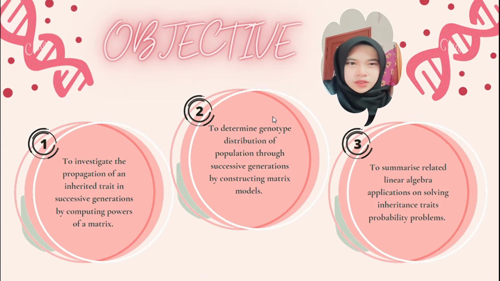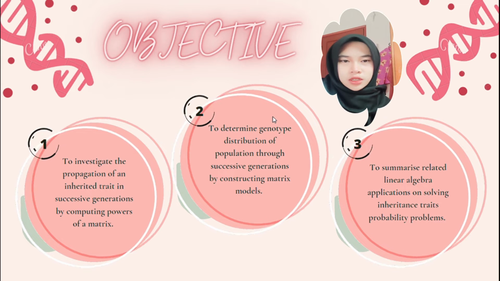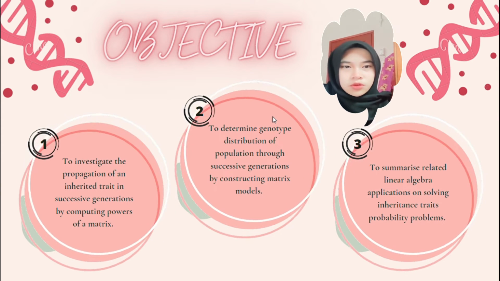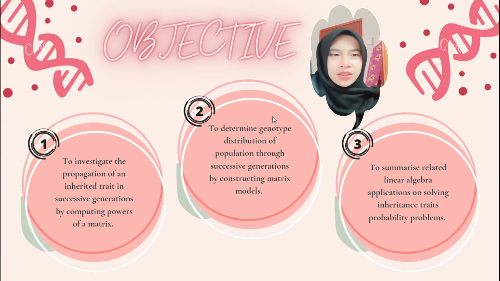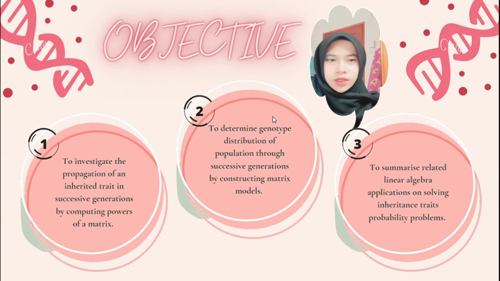The first objective is to investigate the propagation of an inherited trait in successive generations by computing powers of a matrix. Second, to determine the genotype distribution of a population through successive generations by constructing a matrix model. Third, to summarize related linear algebra applications on solving inheritance trait probability problems.